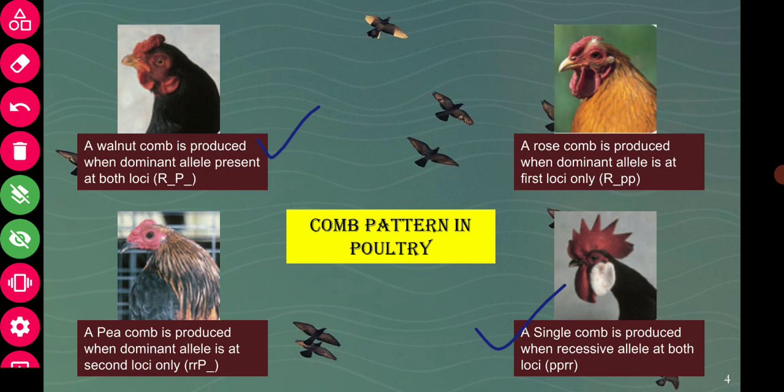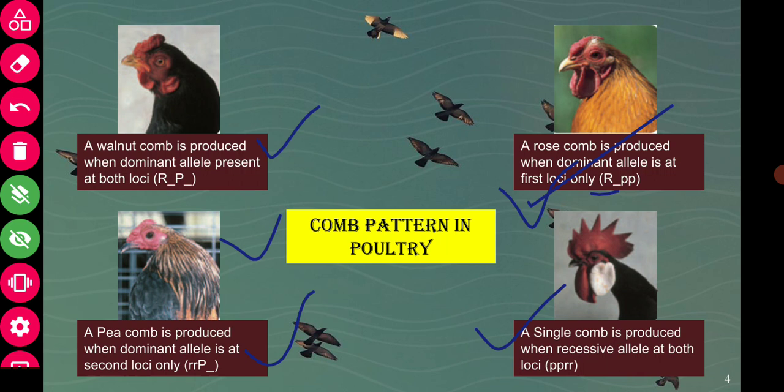Similarly, for the rose comb, there is a dominant allele present at one locus, that is the R locus, and at the other locus, that is the P locus, both alleles are in recessive condition. In that condition, the comb will be rose comb. Here you can see one is capital R, another may be capital R or small r, but at the second locus both alleles will be recessive, that is small p, small p. Similarly, in the case of pea comb, the alleles present at the P locus will be either dominant homozygous or heterozygous, but alleles at the R locus will be in the recessive homozygous state. Then the comb pattern will be pea comb.